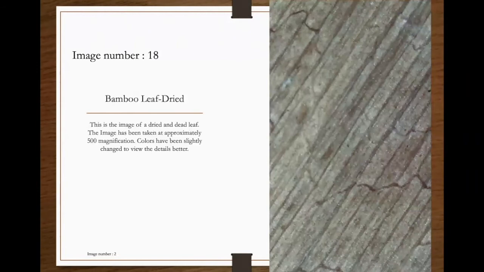So part of the leaf was dry and part of the leaf was healthy and green. So the previous one you saw was the bamboo leaf, which was healthy and green and absolutely good. And this image is basically the leaf that was dried and dead. And when I zoomed in, I saw these cracks and lines, and I thought it was very pretty. And the colors have been slightly changed so that these lines and cracks are visible better, to enhance all the details of the image.